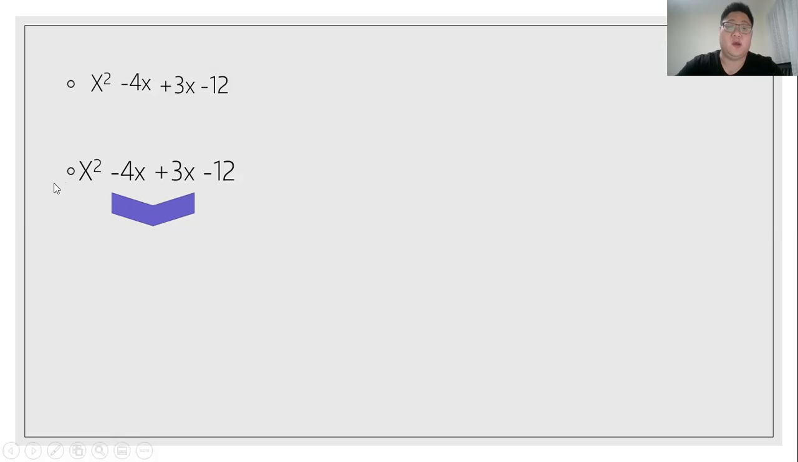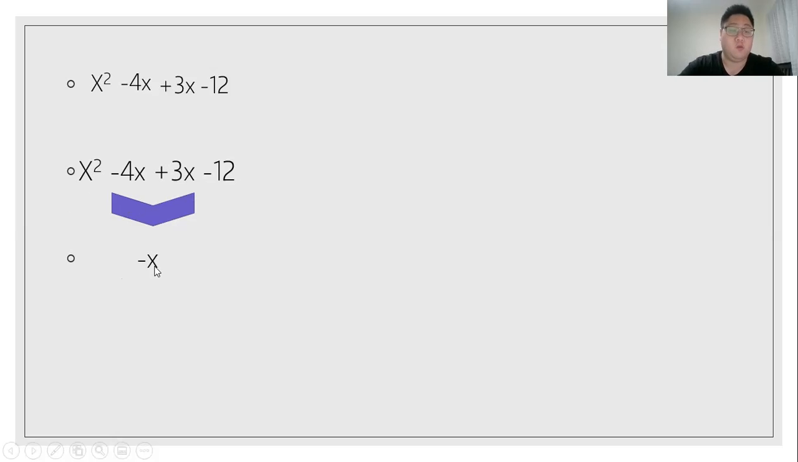There are no other x squared, and there are no other numbers. So we leave that negative 12, and we leave that x squared, we don't touch it. We only add or subtract these two here, because they are like terms. So minus 4x plus 3x will give us minus x.